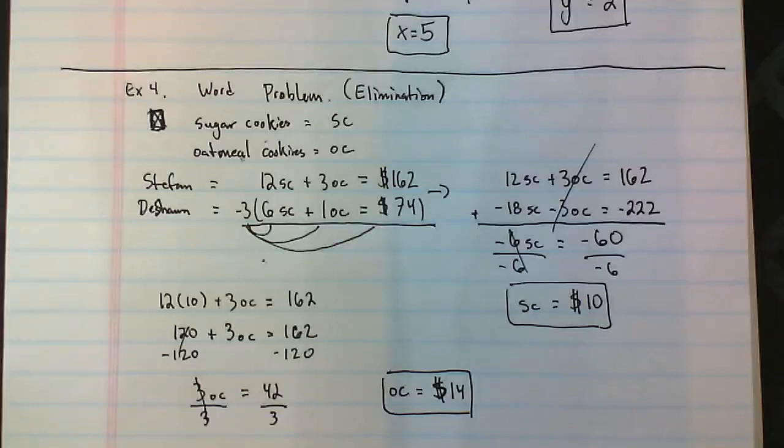These will cancel, and I'm left with SC, or sugar cookies, so I can solve that first. We just take 12 minus 18, and you get -6. So you got -6 SC is equal to 162 take away 222, which is -60. If you divide by -6 on each side, you find that the sugar cookie package is equal to, I think, $10. That must be some pretty good sugar cookies.